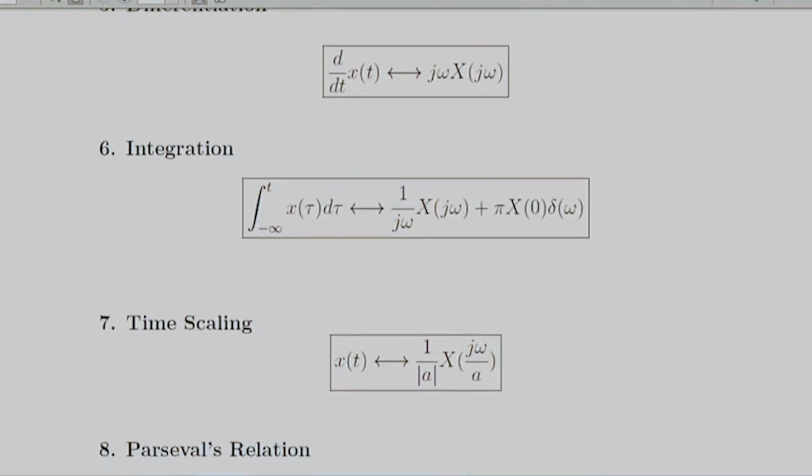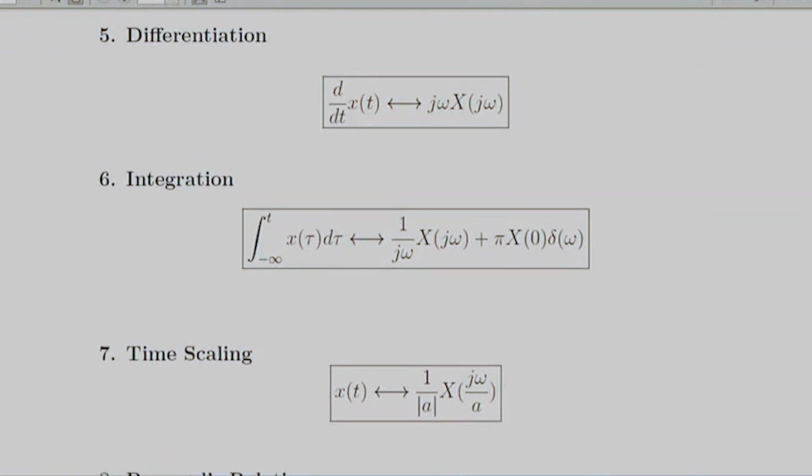I'll just mention a few others, and then I want to talk about the ones that we're going to use in applications a lot. Well, this one will be useful too. This is the differentiation property. If you take the derivative of the signal, you multiply the transform by j omega. So think about what that means. For the high frequency components, they get linearly boosted. In other words, they get boosted by multiplying by j omega.